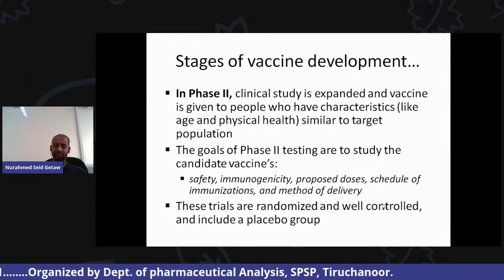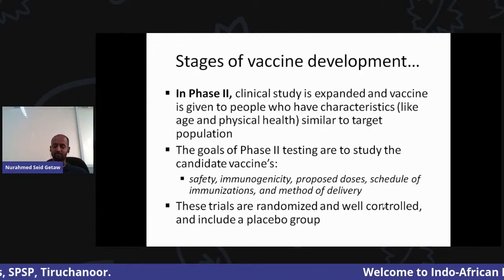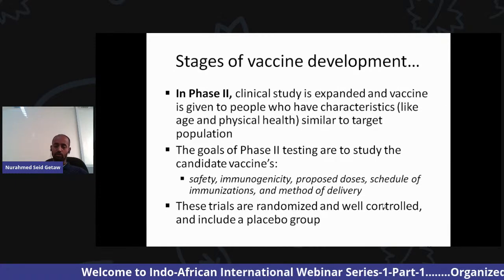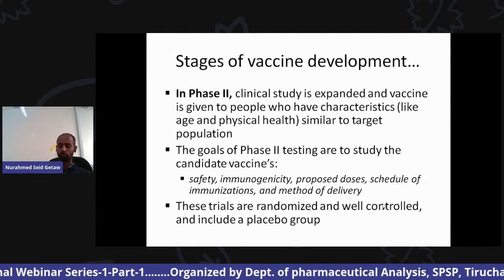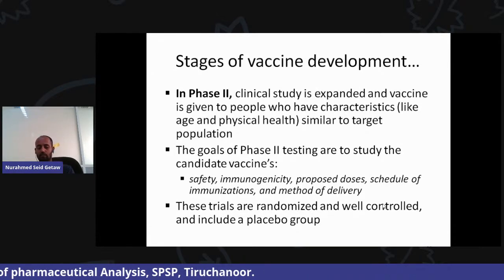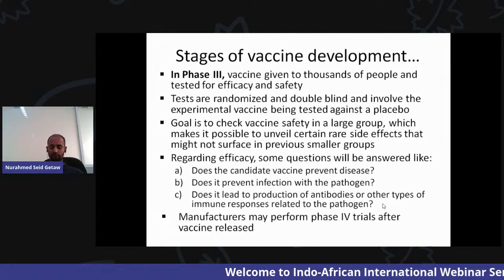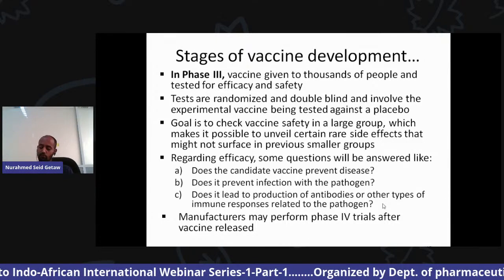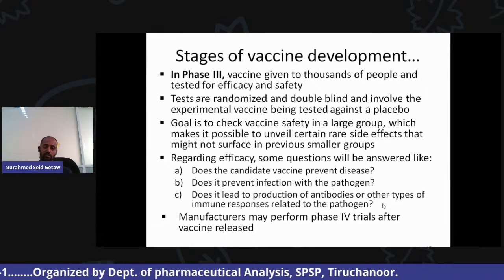The goals in this phase are to evaluate safety, immunogenicity, proposed dose, even schedule of immunizations, and method of delivery as well. So these things will be checked. And these trials are randomized and well controlled, and often they include placebo. Not always, but they will include placebo or some sort of solutions and related substance or formulations lacking the active pharmaceutical ingredient or the active antigen under consideration.